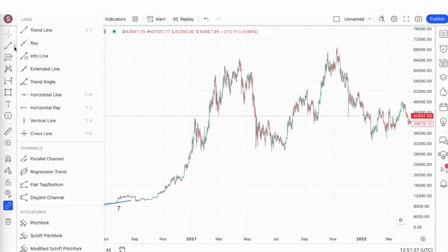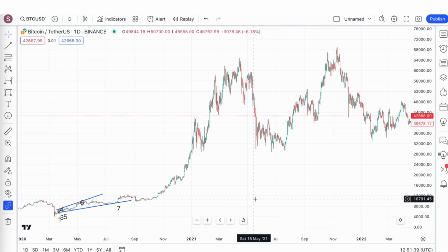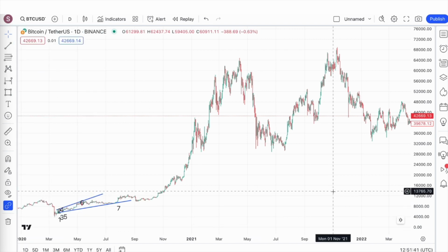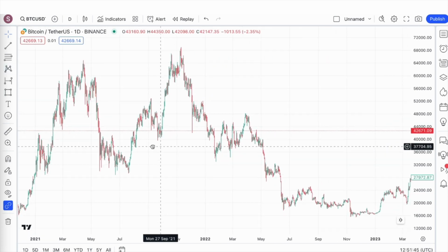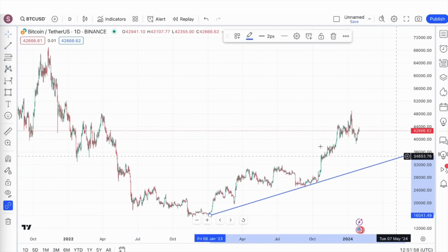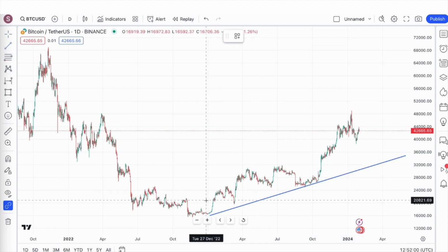Now let's plot the more recent accumulation cylinder, where the price bottomed out at around the 15,000 levels. This happened in November 2022.